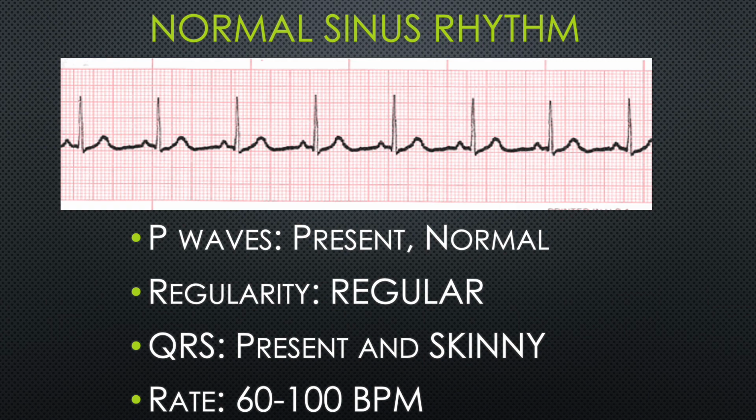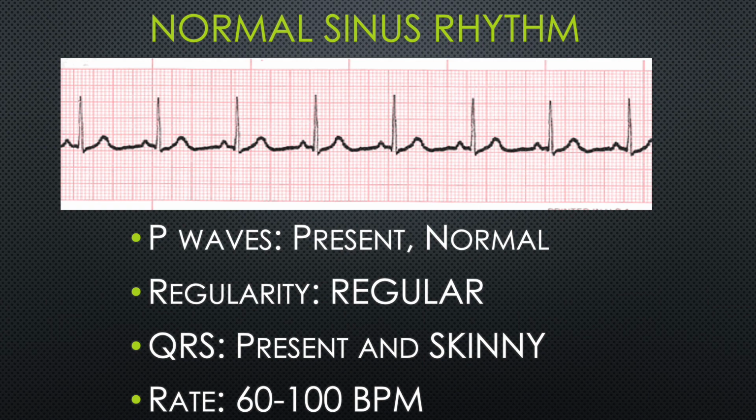So for normal sinus rhythm, we have P waves that are present. They're normal. So you have that small round hill before the pointy thing. That's your P wave. In normal sinus rhythm, they are present. They're normal. So they're that small round hill. And they're going to be upright.